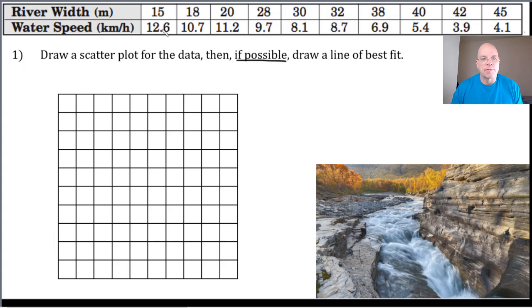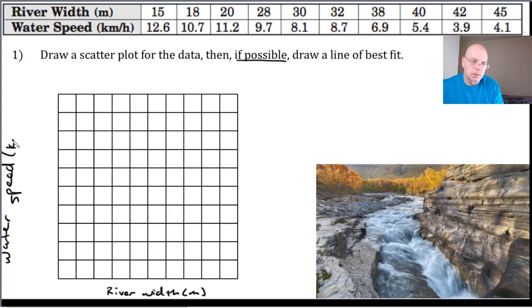We've got the width of a river and the water speed passing through the river at that particular width. To me it seems like the dependent variable would be the speed of the water, and the independent variable would be the river width. So I'm going to set up my axis labels that way, with river width on the x-axis, river width in meters, and the y-axis will be water speed. It's hard to do this on a writing tablet, so I'm going to do my best. It'll be easy for you to do it on your paper, but if this looks funny, that's the reason why. Water speed in kilometers per hour.